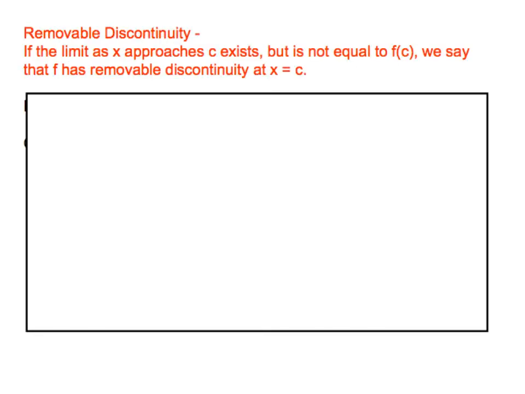So, a removable discontinuity. This is the type that we have been investigating the most. These are the ones that we can algebraically manipulate and find an answer. So if the limit as x approaches c exists, but it's not equal to f of c, key thing here, the limit exists, but it's not equal, we say that f has a removable discontinuity at x equals c.